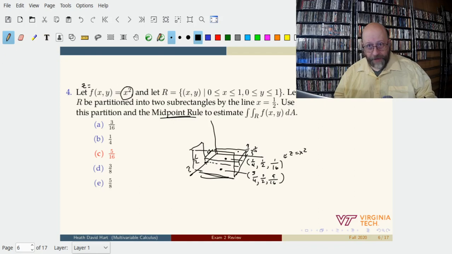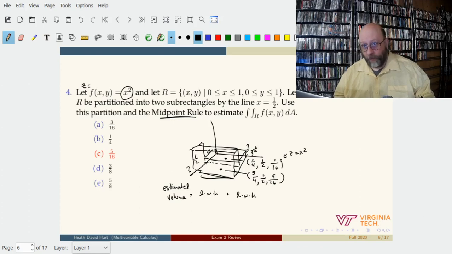In fact, it's 9 times as tall, and I haven't really drawn it quite that exaggerated, but it's a much taller box. And so the estimated volume is the sum of the two boxes. So length times width times height for each box.